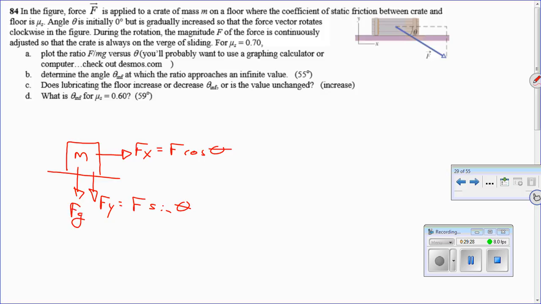What's wrong? You like that. Oh, did you? Oh, I shouldn't have erased it.